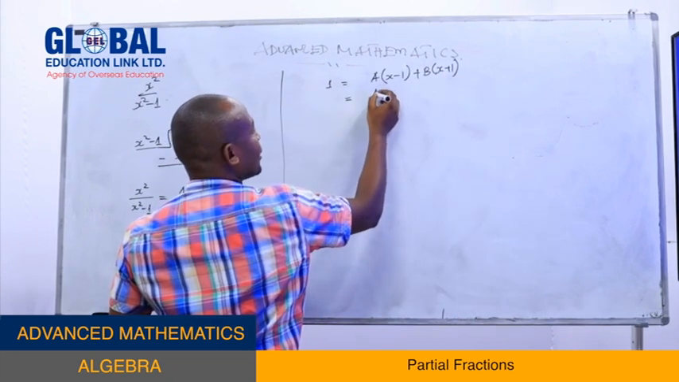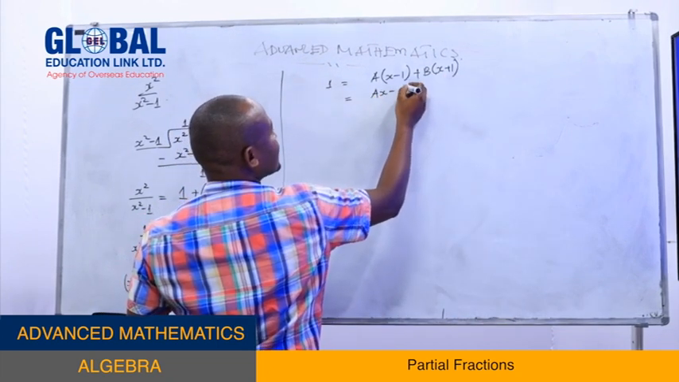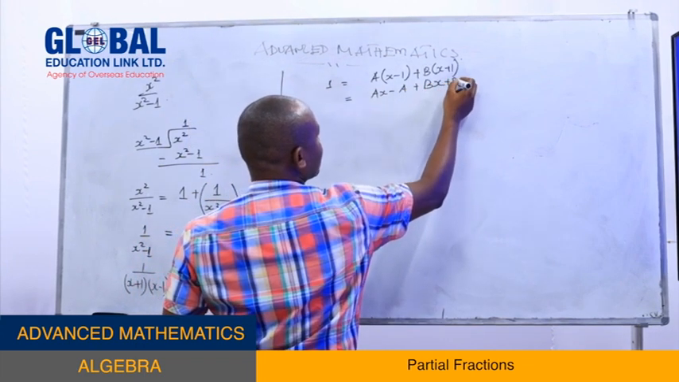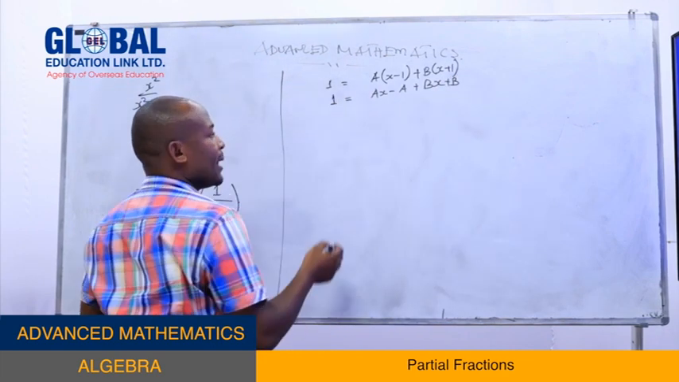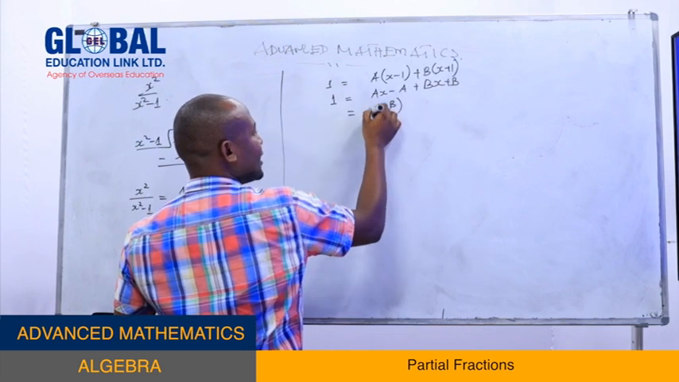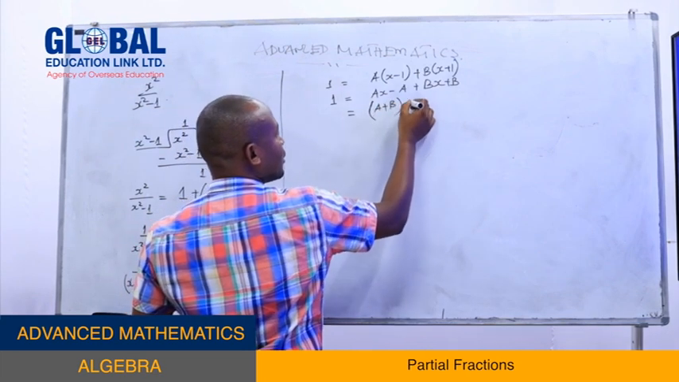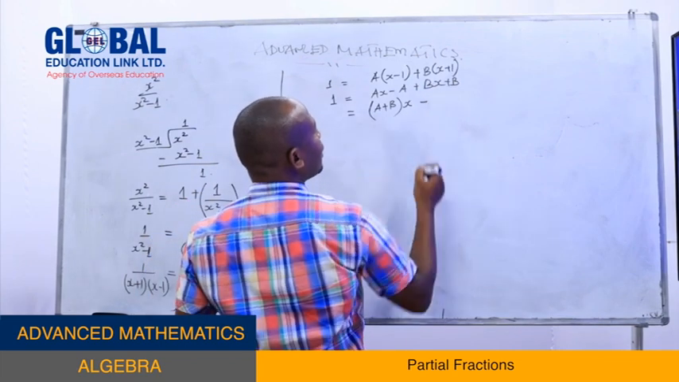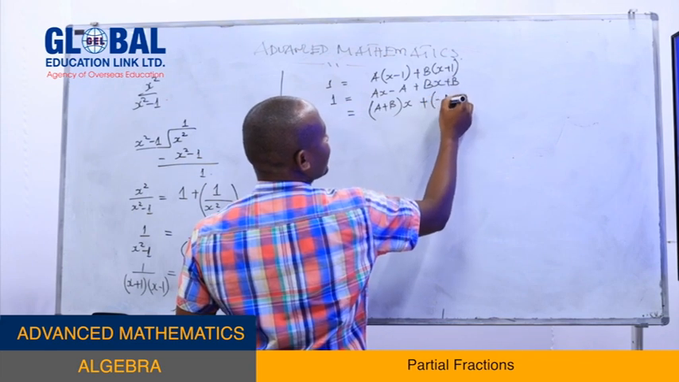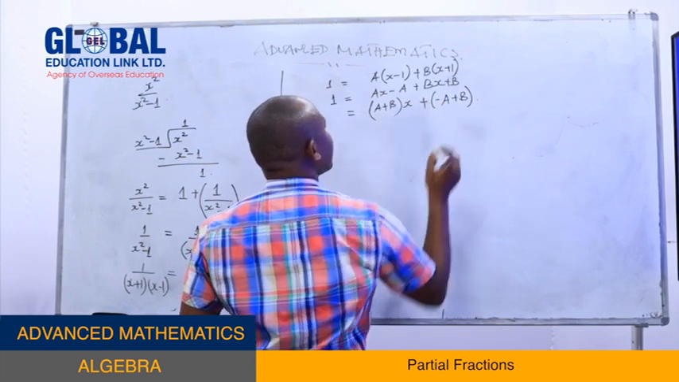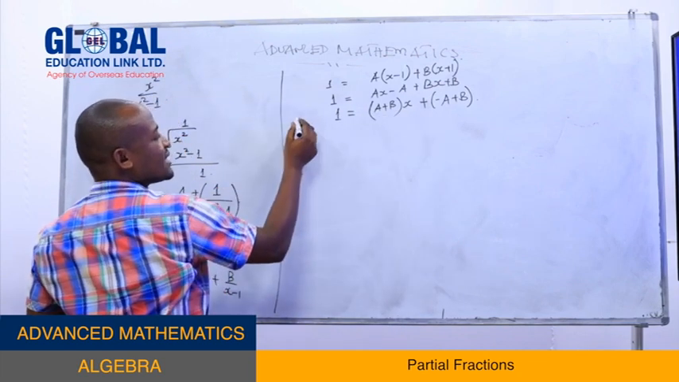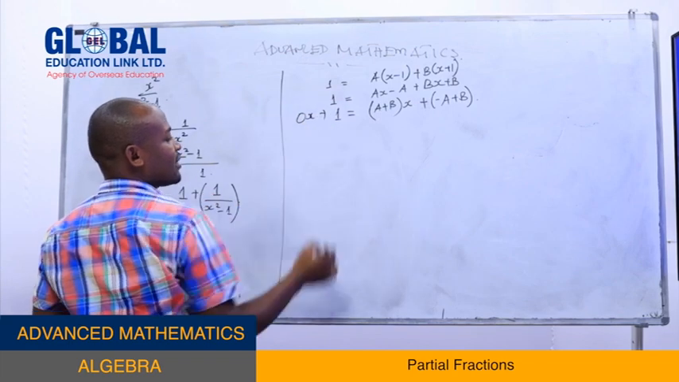And equals to what? Ax, opening the brackets there, and this equals to what? Collecting like terms, we shall have A plus B x, and this and that one is plus negative A plus B, and then this equals to 1. And remember, these are the coefficients of x.